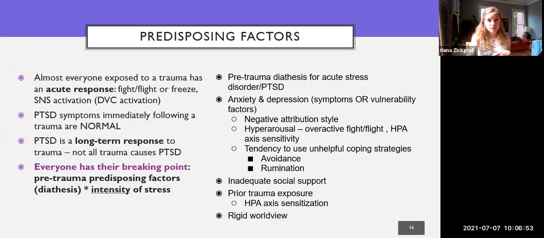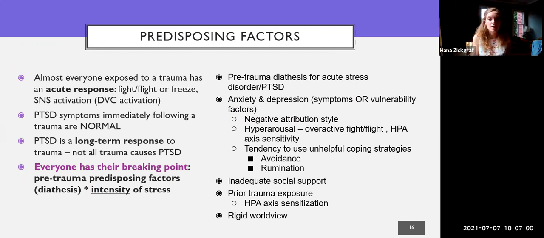Okay, so just to really quickly run through some predisposing factors. Again, almost everyone who's exposed to a trauma has this acute response. They have a fight or flight reaction, often also a freeze reaction, where sympathetic nervous system activation is followed by and abruptly shut down by dorsal vagal complex activation. Having some PTSD symptoms after a trauma like this is considered very normal. So PTSD is really more of a long-term response to trauma.